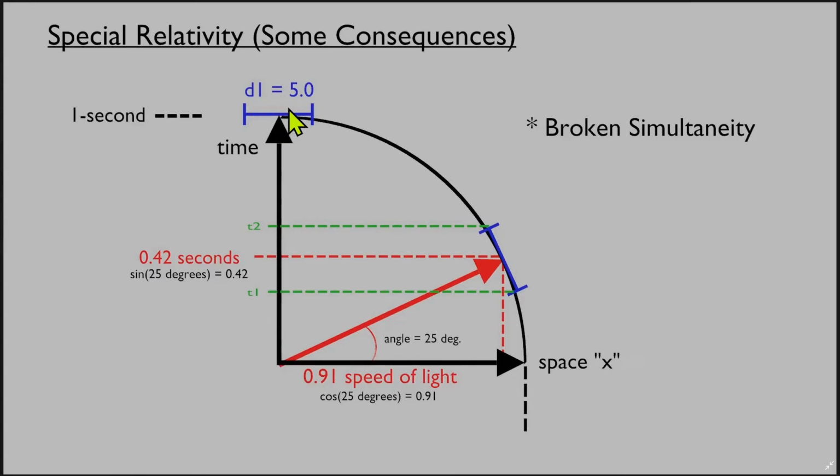Let's get into my spaceship. And in my spaceship, let's say I've got a flash bulb at the front of my ship and the back of my ship, represented by these bars. And I set the bulbs off at the same time, and I'm sitting in the middle. I see them go off at the same time, so they're simultaneously flashing.